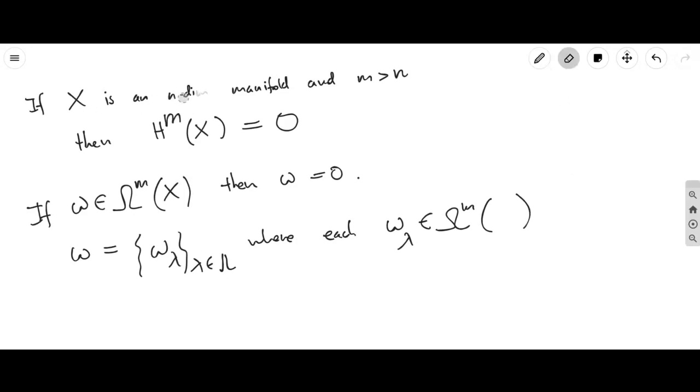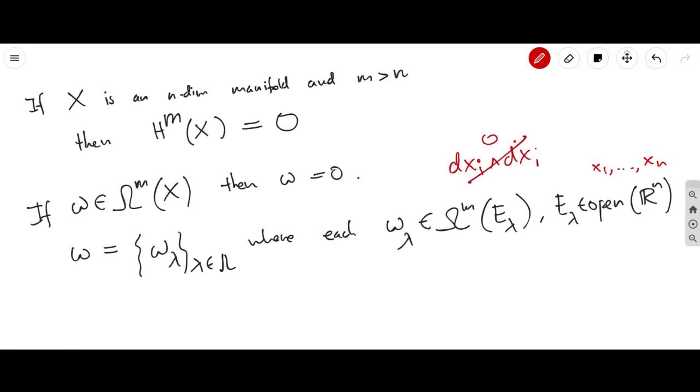And since our manifold has dimension n, we can say on E lambda, where E lambda is a Euclidean open set in Rn, if you call the coordinates from x1 to xn, the coordinate functions on that open set, you get to see what the problem is. You have to choose m differentials. But because m is larger than n, you have to repeat them. Pigeonhole principle. You have to repeat them no matter what you do. And so at some point, you're going to come across a differential that will repeat twice. And the moment you get that, it's going to be 0.